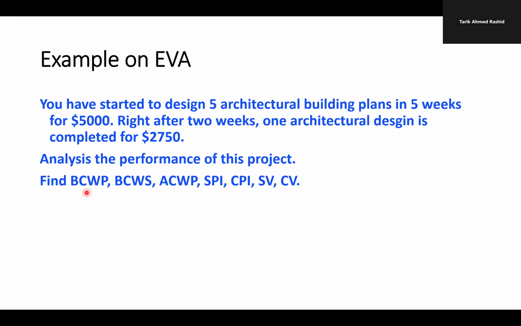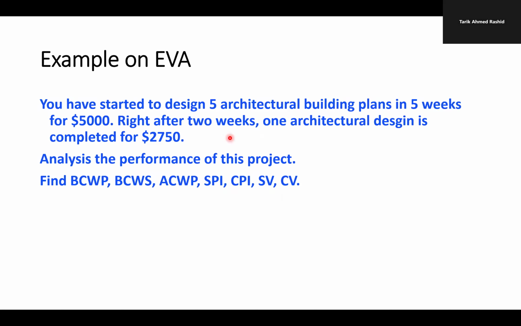So these are the terminologies that we learned about in the first class. This is budget cost work performed. This is budget cost work scheduled. This is actual cost work performed. This is schedule performance index, cost performance index, schedule variance, and cost variance.